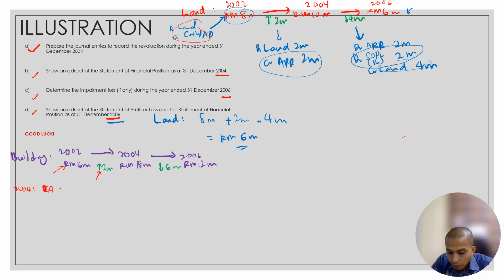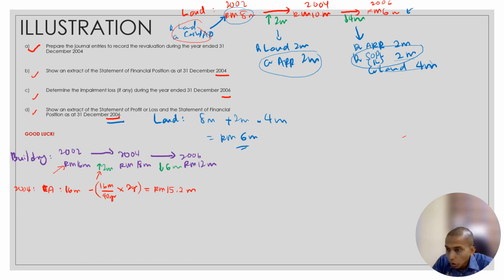How to calculate the carrying amount? Carrying amount is actually the cost less accumulated depreciation. Cost is how much? Cost is 60 million. Accumulated depreciation is how much? We need to calculate. 60 million divided by 40 years, the building can be used for 40 years, you can refer to the question, times how many years? 2002 until 2004, we assume it is 2 years. So we solve this, we are going to get RM 15.2 million.